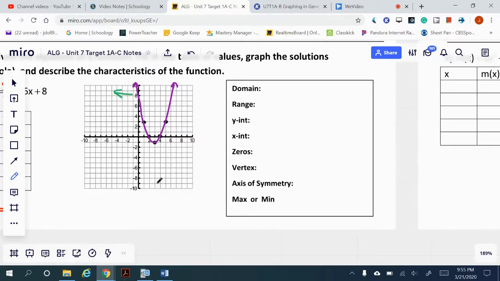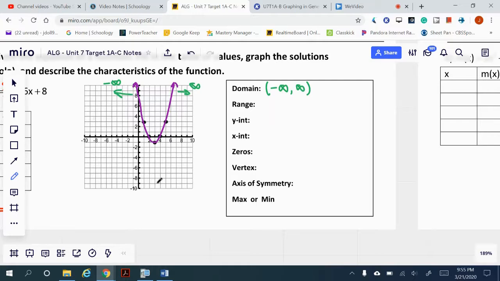Domain. Notice that this graph is going to continue to the left and to the right forever, right? And you're probably starting to recognize a pattern in the domain of our quadratics. It probably seems to you that every single problem has the same domain, and that's because every single quadratic does indeed have this same domain. Every parabola will continue unbroken from negative infinity to infinity. And so that's your domain.